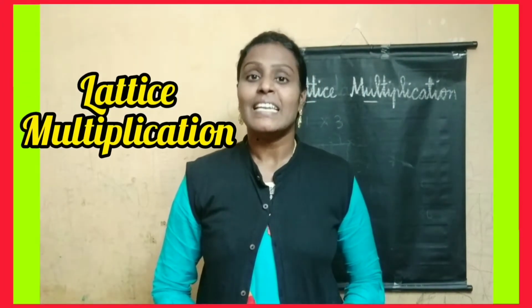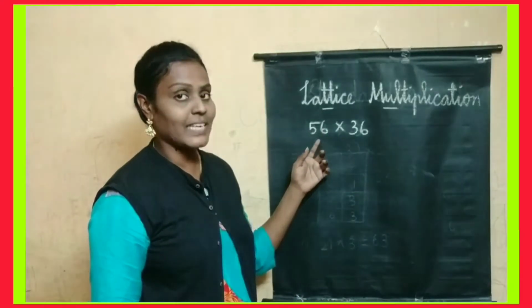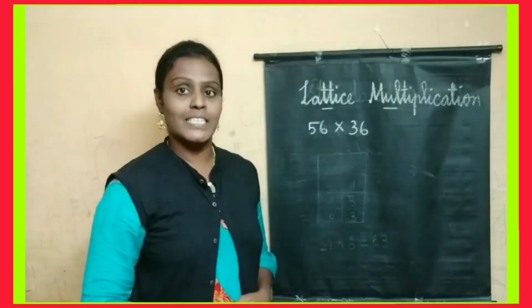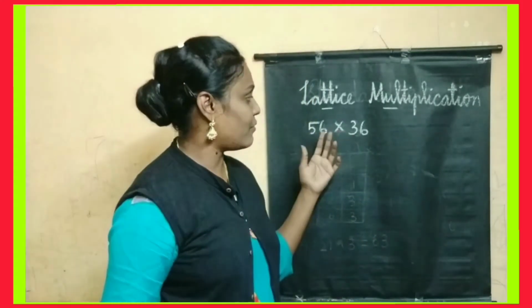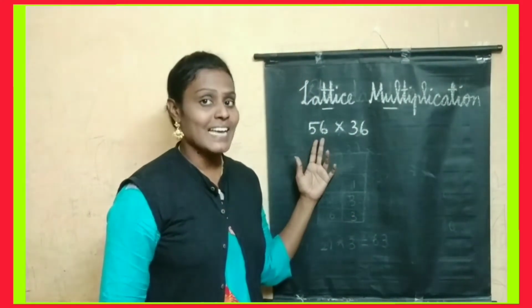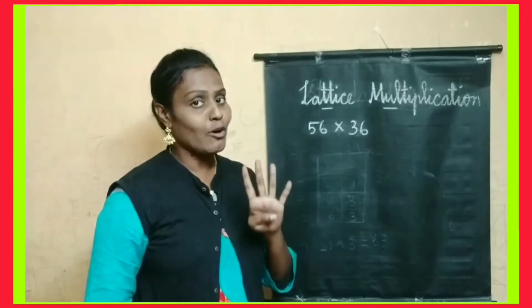Today we are going to learn lattice multiplication. Lattice multiplication is helpful while dealing with numbers more than 2 digits. Let's see the steps of lattice multiplication. Here we have 56 multiplied by 36. Children, for lattice multiplication, we have to draw squares according to the digits of the multiplicand and multiplier. Here we have 2 digits in multiplicand and 2 digits in multiplier. So, we have to draw 4 squares.